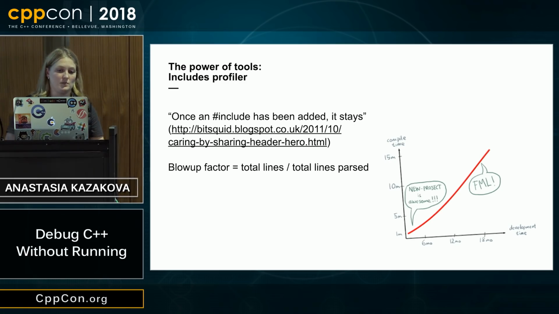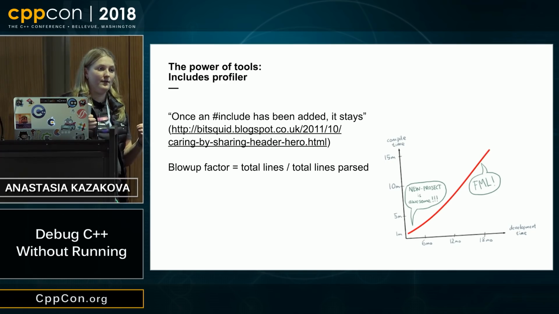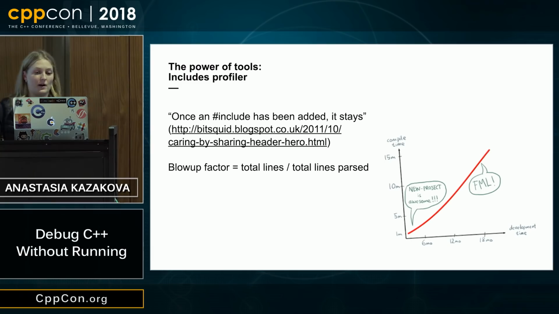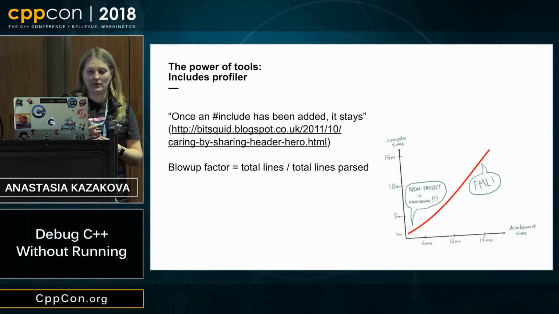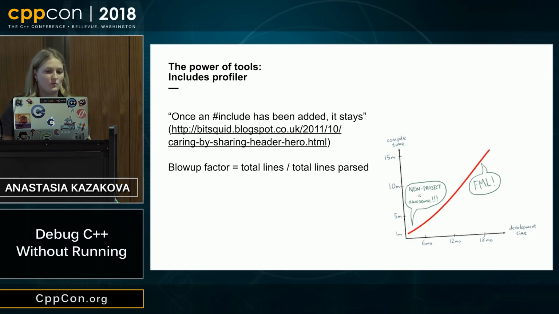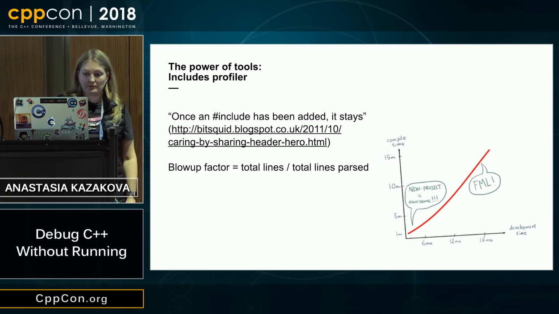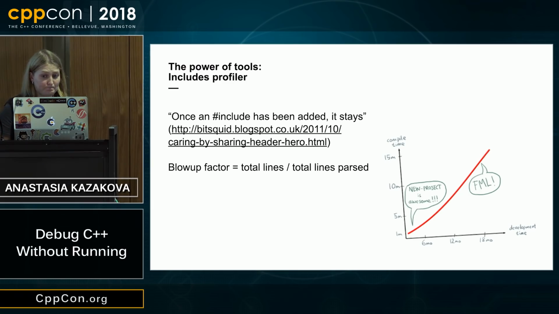And that means that this blow-up factor is dramatically changing, and the blow-up factor is like the total lines of code parsed divided by the total lines of code, while you, for example, are compiling the code or just doing something with it. With all these includes, the number of total lines parsed when you're doing a compilation is really huge, because you keep adding the includes, and most of them are probably not needed. And there are ways to deal with that.